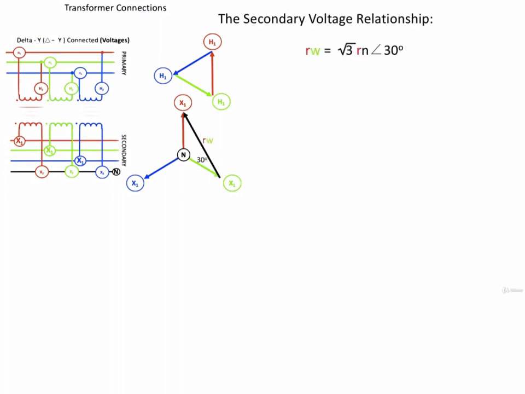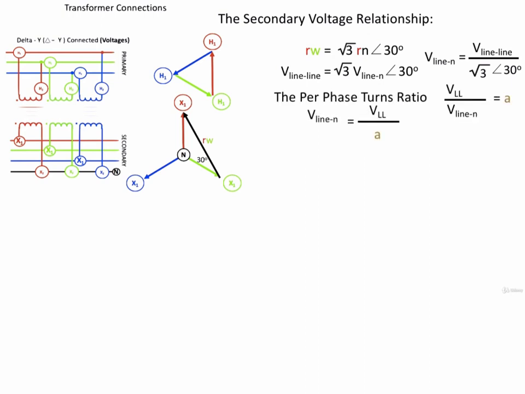Looking at the secondary side of the transformer to start with, we can see from the phase relationship that the relationship between the phase to phase and phase to neutral voltages are given by these equations. And the per phase turns ratio is given by the line-to-line voltage all over the line to neutral voltage.